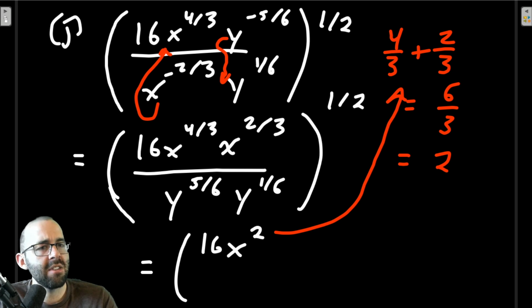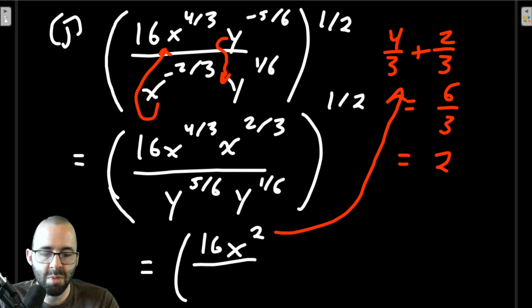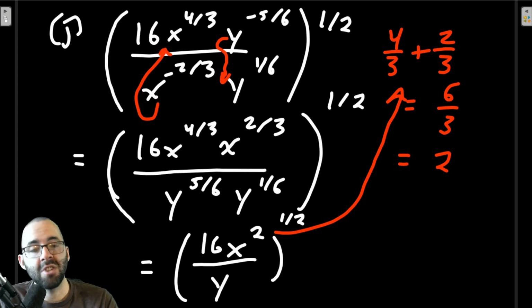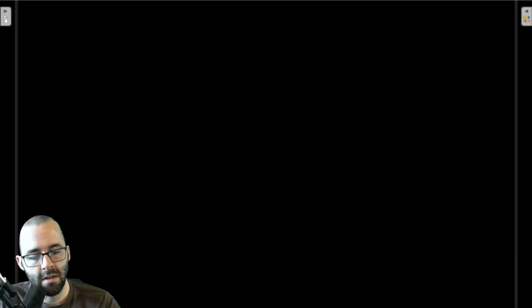Again, a lot of times, especially for these messier problems, it's a-okay to go off to the side and simplify so you don't have to write quite as much. We'll do the same thing for the bottom. 5/6 plus 1/6 is 6/6, which is just 1. Already much nicer. Now, all of this stuff is underneath the square root. On the next page, we'll write the square root of this inside, because all of it has an exponent of 1/2. So the square root of 16 x squared over y.